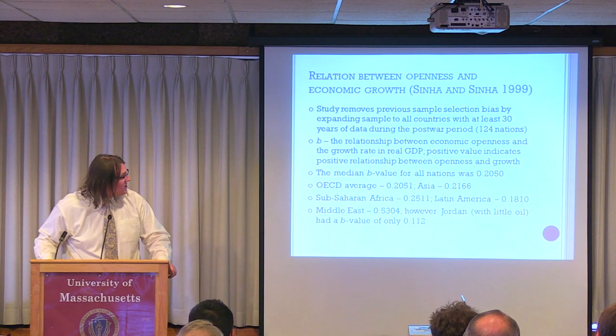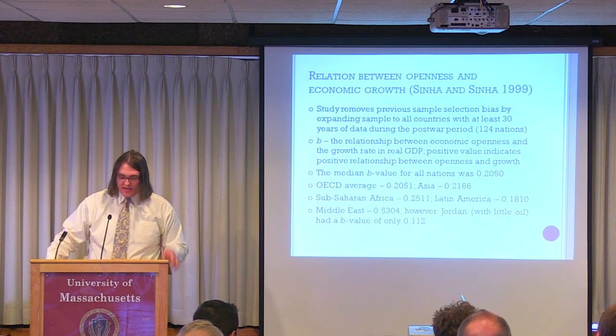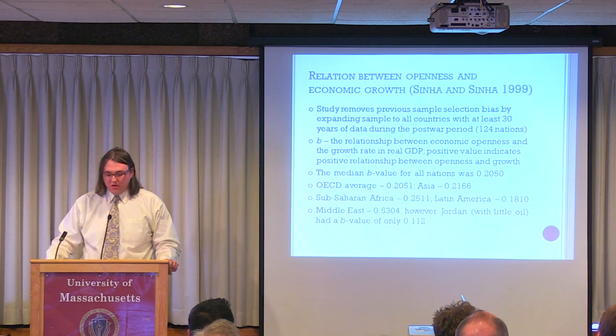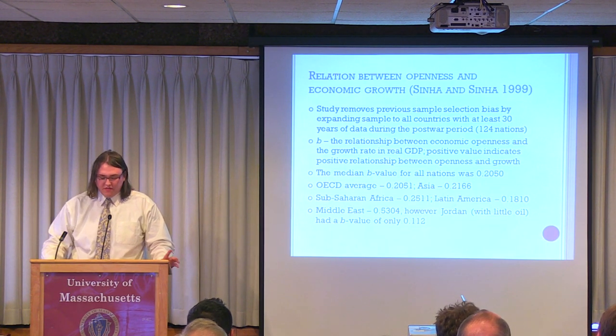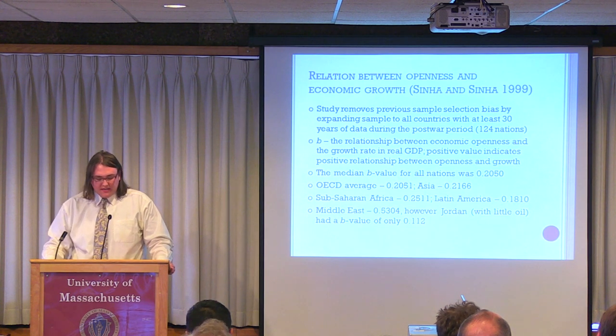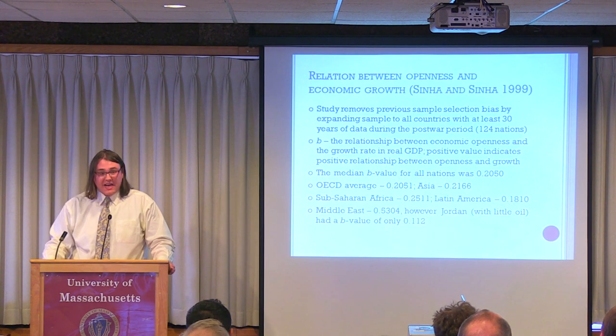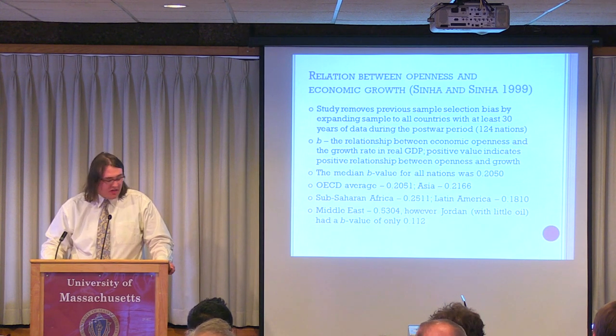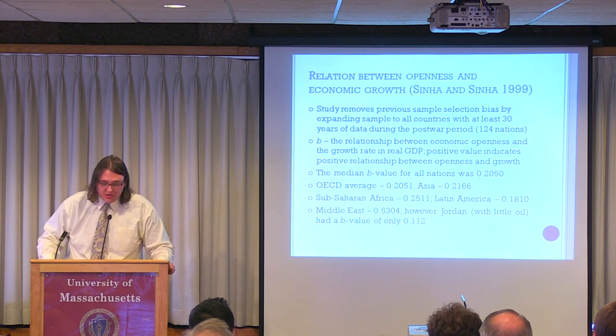However, the Asian average was 0.2166, and the sub-Saharan African average was 0.2511. In the Middle East, oil-led exports skew the numbers. The average value is over 0.5. But in Jordan, with little oil, the B value is only 0.112.